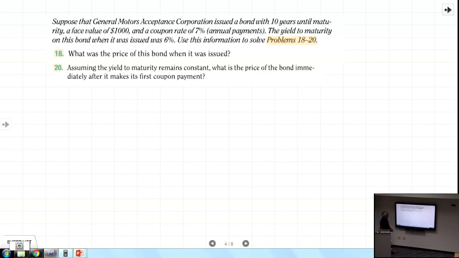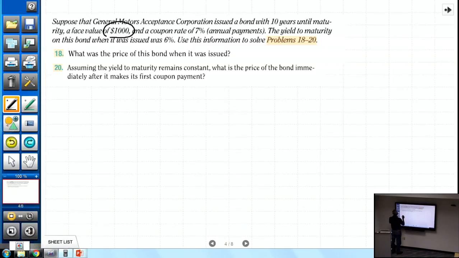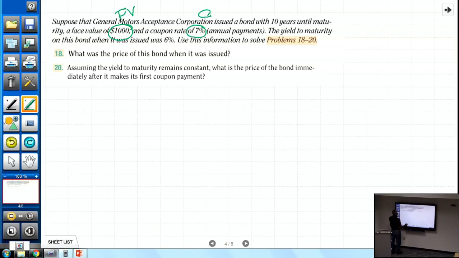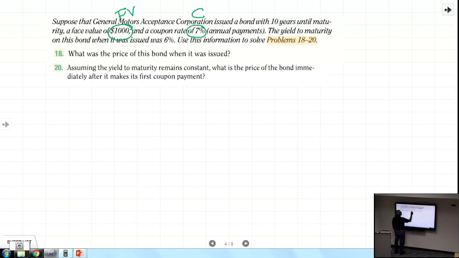Okay. It has a coupon rate of 7%. So this 1,000 represents my future value. Coupon rate of 7%, that's my C. It says annual payment, so this is an annual bond. The yield to maturity of the bond when it was issued was 6%, so that's my IY. So what is the price of the bond when it was issued?